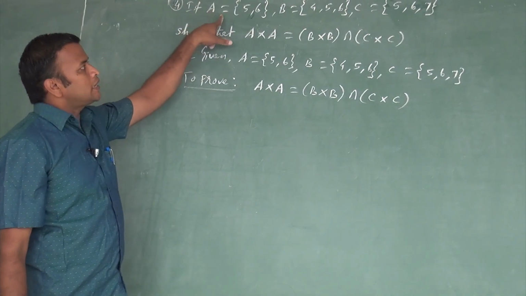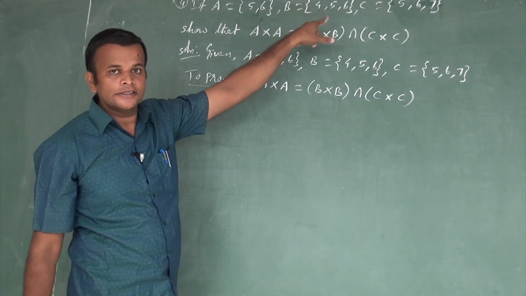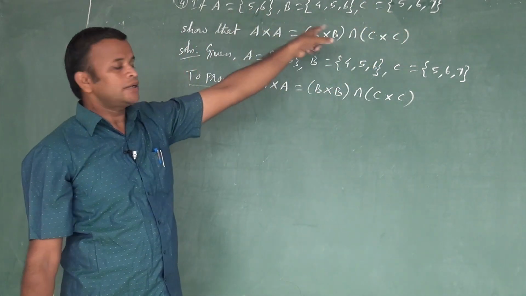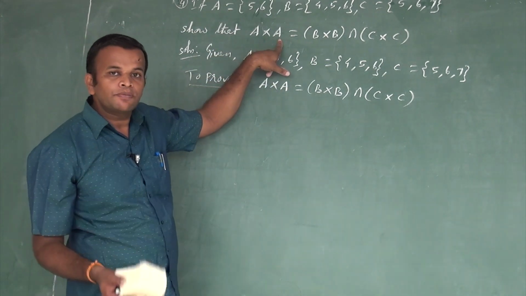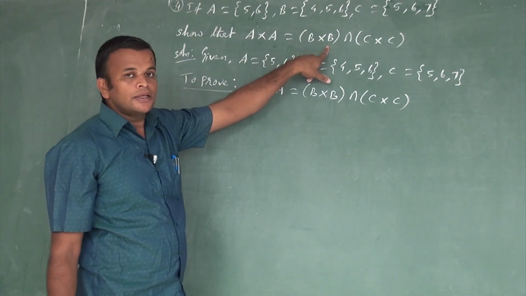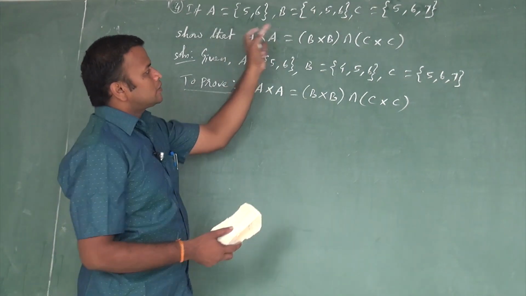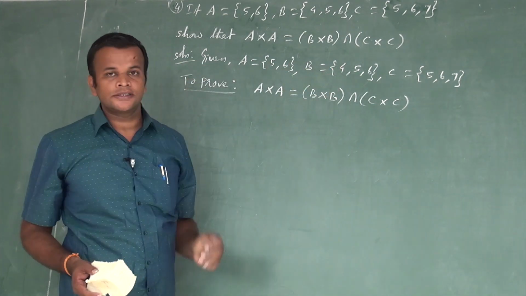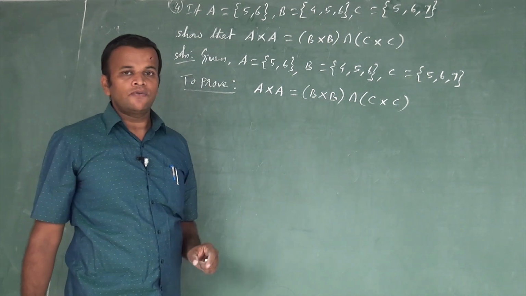Here the set A is 5, 6. The set B is 4, 5, 6, and the set C is 5, 6, 7. So there are 3 sets. Then to show that A cross A, that is the Cartesian product of A cross A, is equal to B cross B intersection C cross C. Now to prove LHS and RHS are both equal, in the solution, first we write the 3 sets.